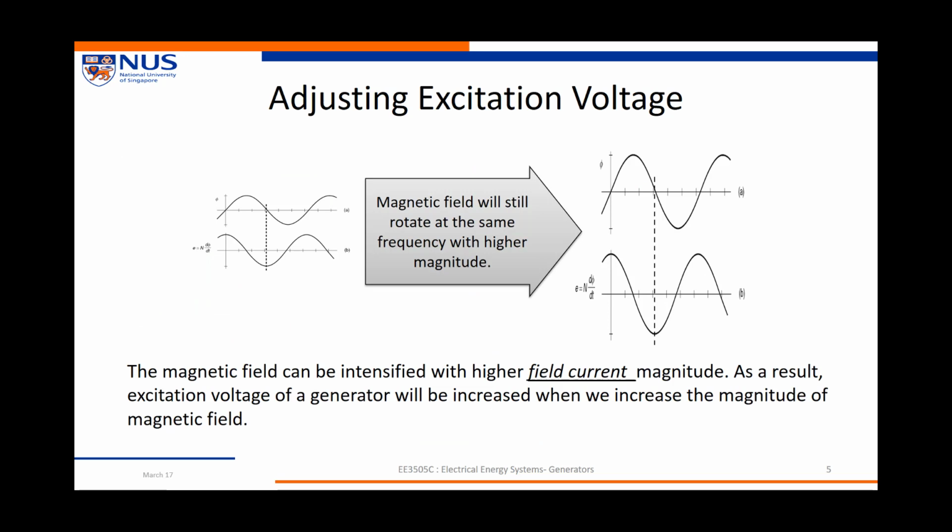How do we adjust the excitation voltage E of the generator? The magnetic field can be intensified with higher field current magnitude, as a result of which the excitation voltage of a generator will be increased when we increase the magnitude of the magnetic field. The magnetic field will still rotate at the same frequency, but it will rotate with a higher magnitude.